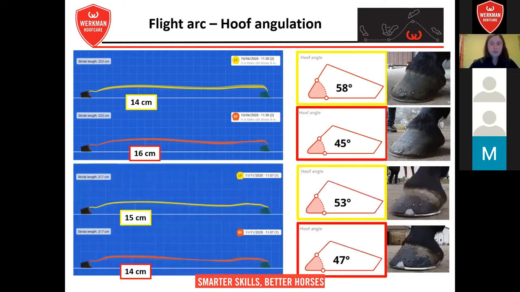After trimming and a little bit of correction, we could more or less adapt the hoof angles to a difference of 6 degrees, so almost half. The influence on the flight arc is moderate. So you see a little more equal height of the flight arc, so it changed. Now the steeper hoof increased a little bit in height, and the flatter hoof decreased a little bit in height.